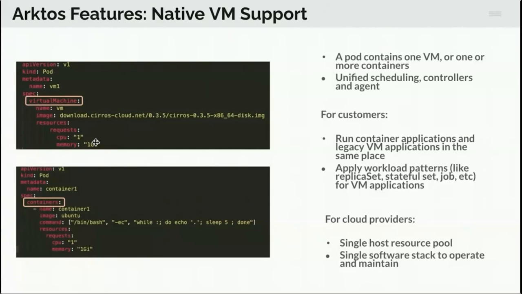And the value for cloud providers is, first, they can have only one single resource pool. By resource pool, I mean this machine pool. This machine pool is shared by both container applications and VM applications. They don't need to allocate different small resource pools. The resource utilization is much better. And second, they can maintain and operate one single software stack. They don't have to maintain and evolve two different stacks. That's a bigger advantage of this native VM support.